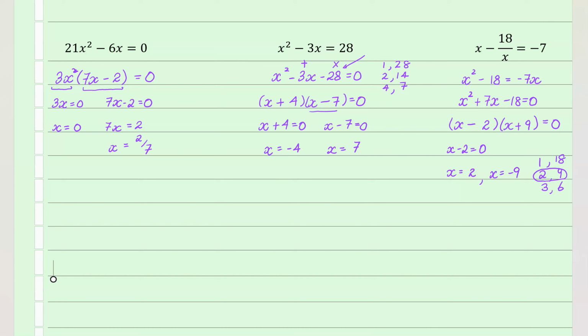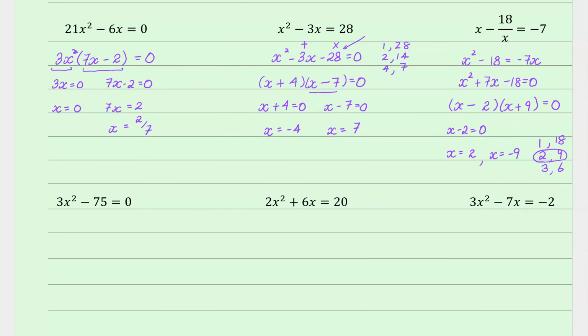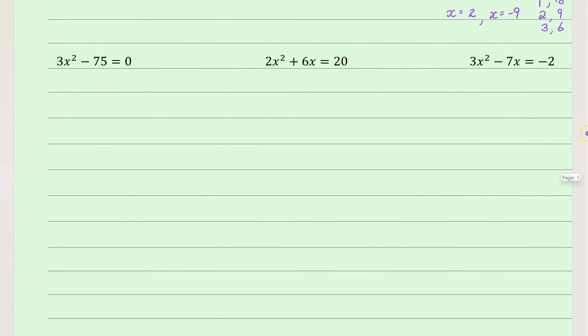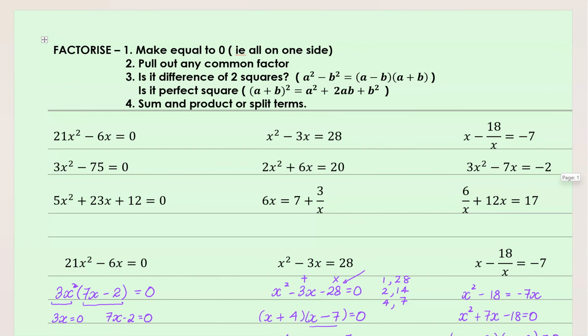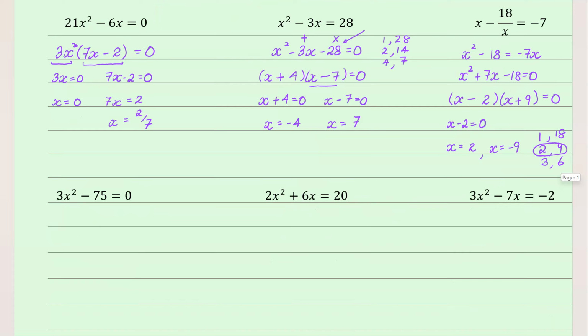Okay, let's get ready for the next lot. And just like magic, they appear. So again, we're checking, right? Always go back and check your routine. This is all about routine. So, right, make everything equal to 0. Pull out any common factors. Check if it's difference of two squares, and so on and so forth.